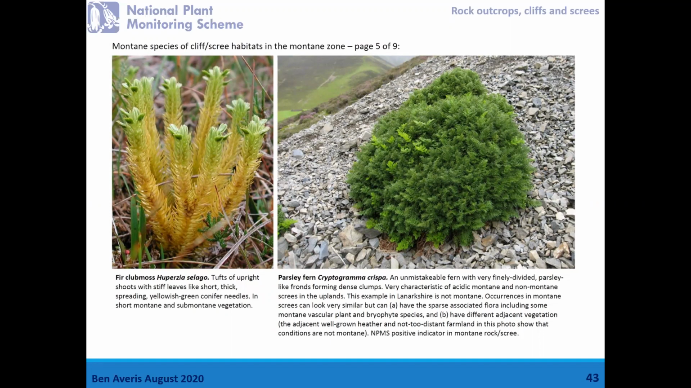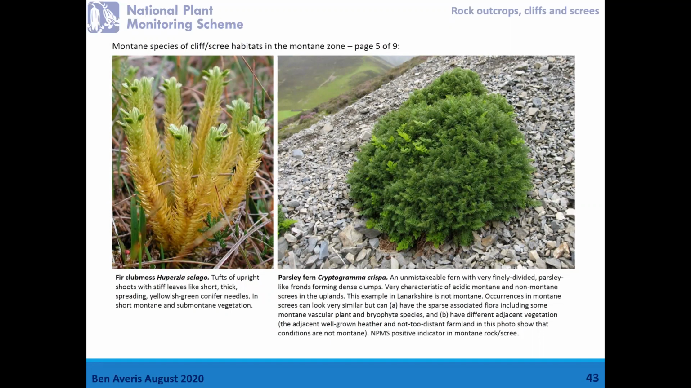Some of that parsley fern, you can find it properly in the montane zone, but also it comes down lower. It even comes down into the edges of some woodland in some parts of the country. I've seen it just about in woodland in the Lake District, for example. It's listed as a positive indicator for the montane NPMS Finescale habitat though.